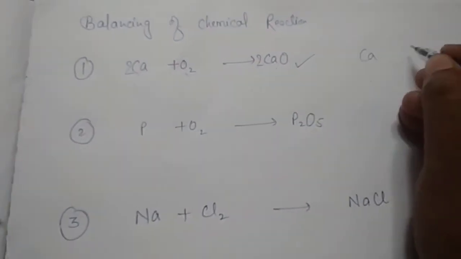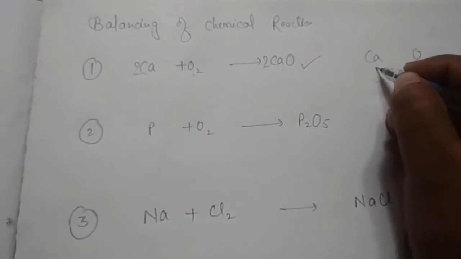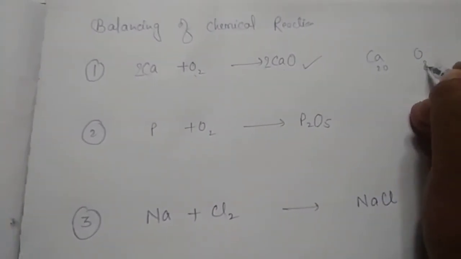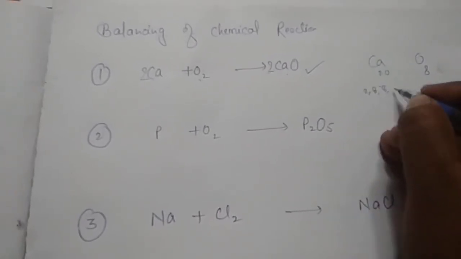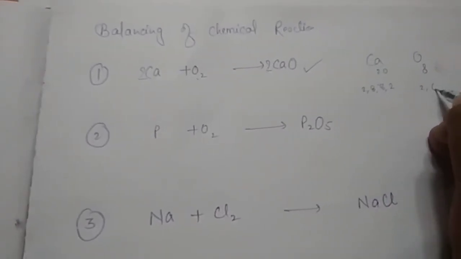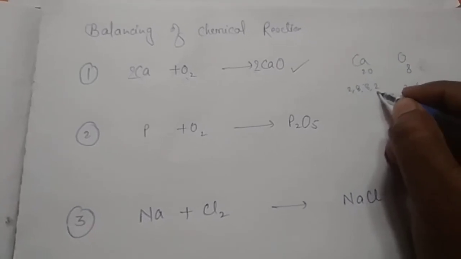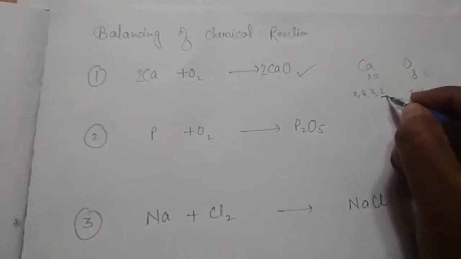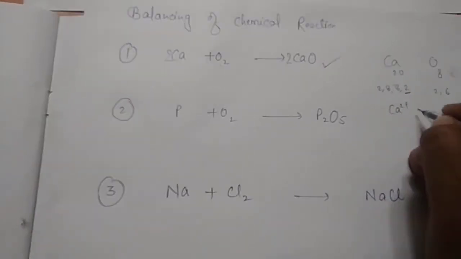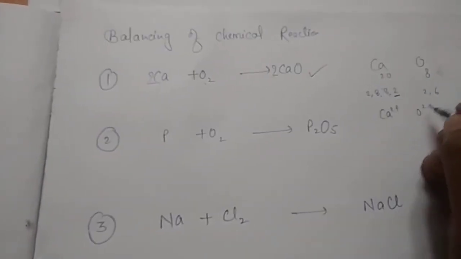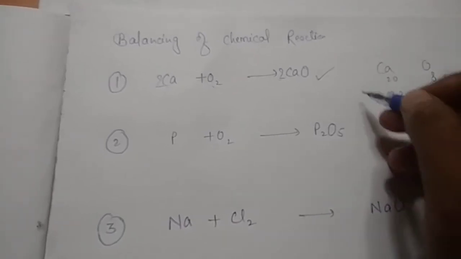How can we make the product? See, calcium atomic number 20, oxygen atomic number 8, electronic configuration 2, 8, 8, 2 and 2, 6. So to become like an inert gas, calcium loses 2 electrons. Calcium 2 plus, oxygen 2 minus. Clear, children? We can make the product like this.